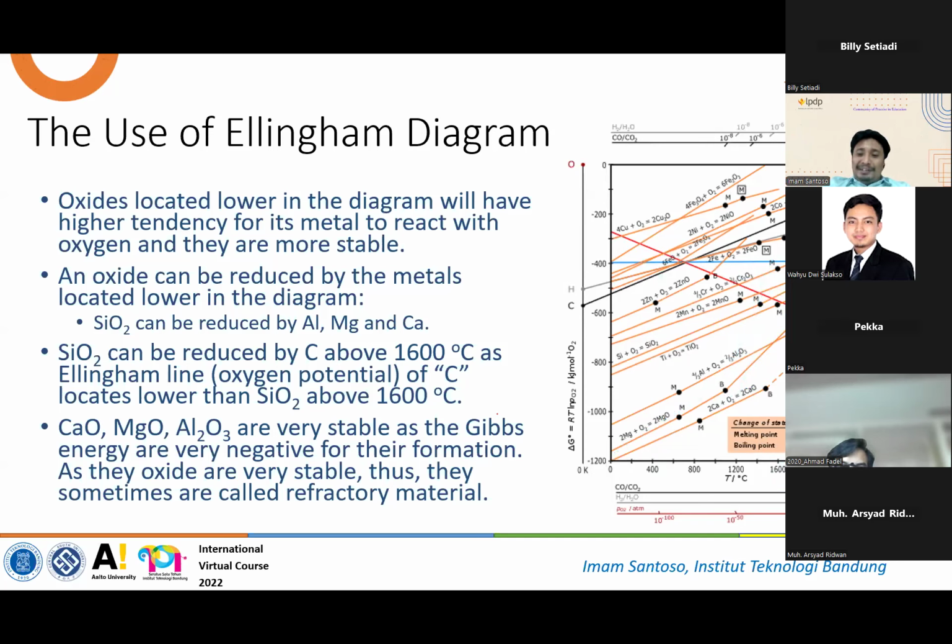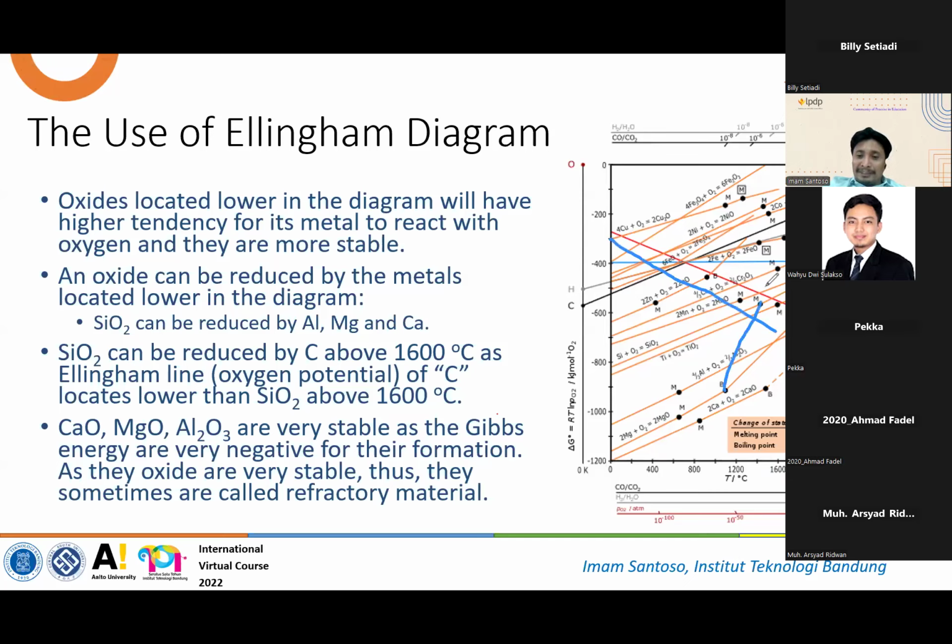So the task is by changing the intersection, here called, for example, the inversion point. We can change this by changing the partial pressure to become here. So there is a change here. So at lower temperature, the Ellingham line of carbon is lower than magnesium oxide.